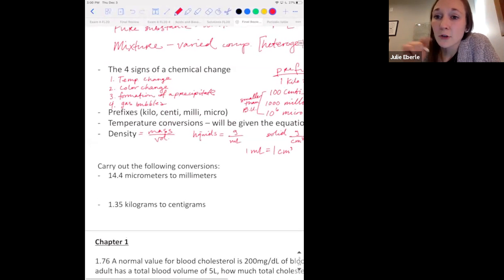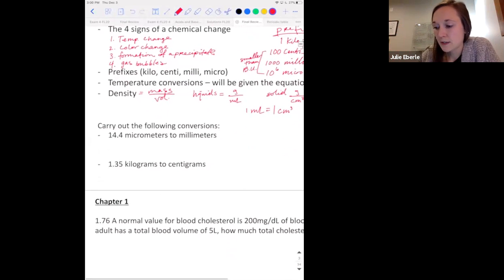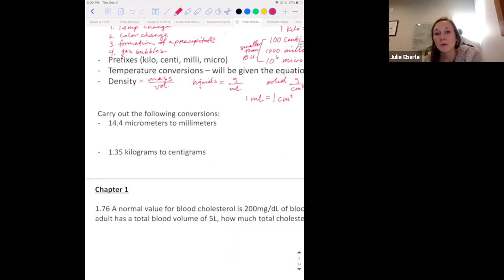All that to say, that dry lab, I recommend going back and just reworking those problems to remind yourself the density and conversion stuff. All right, speaking of conversions, let's work out these two following conversions. Micrometers to millimeters and kilograms to centigrams. We're going to do them in one step, okay?